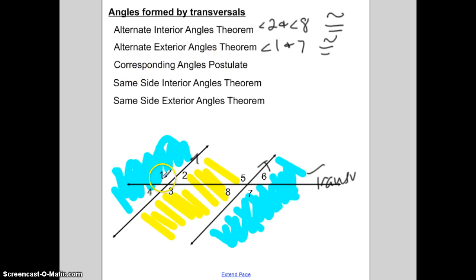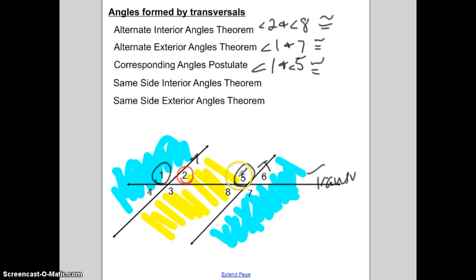Corresponding angles postulate, they're in the same position, so like examples 1 and 5, they're both on the top of the transversal and on the left side of the parallel lines. There's a parallel line, here's a parallel line, both on the left side. So an example would be 1 and 5. There's 4 other sets. Those are also congruent. Let's get a little messy here. Congruent, congruent, congruent.